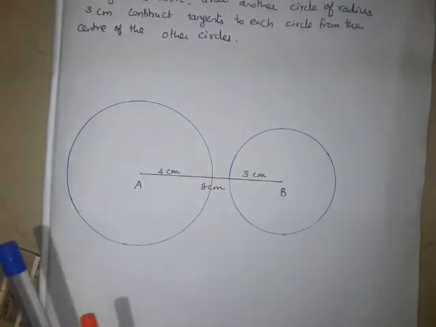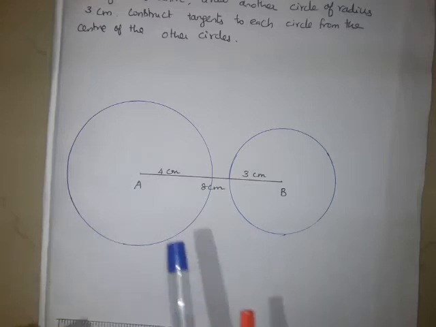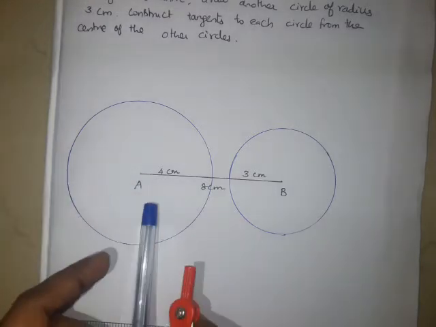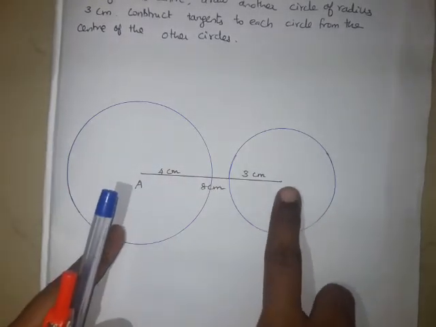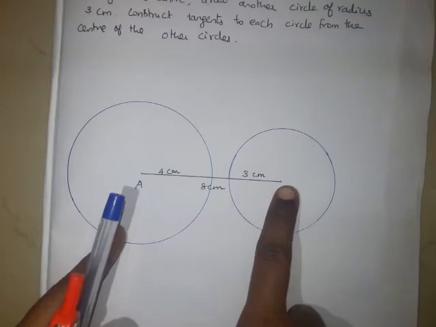Now we need tangents from this A and B. Okay, if you consider A as a circle, B as outside point, then you can draw two tangents.